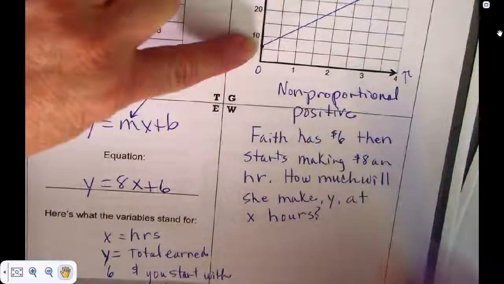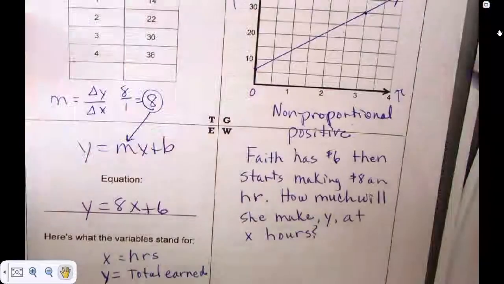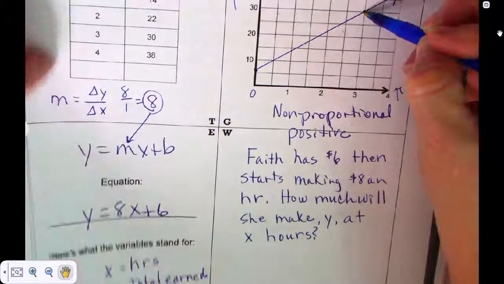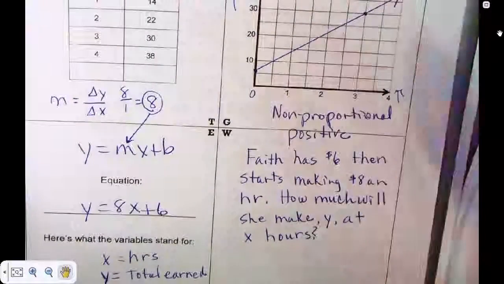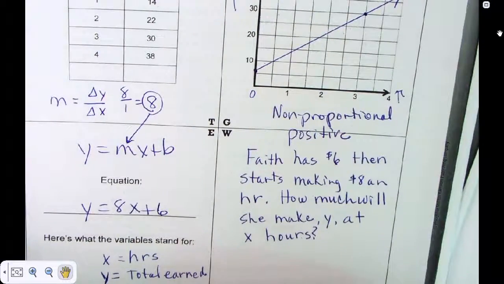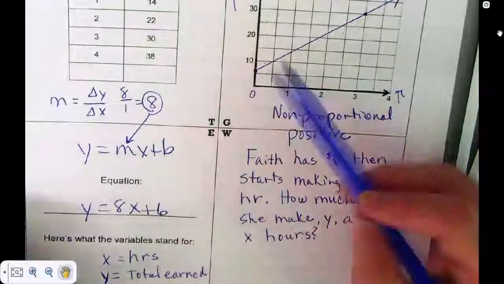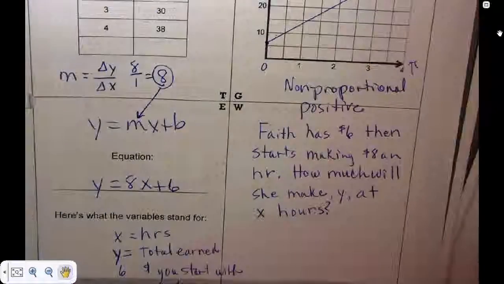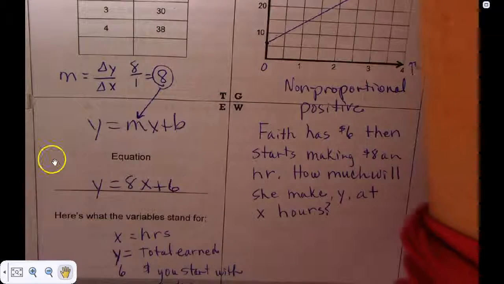0 is 6. And then we did 3, 30. 3 is 30. And then you graph it. And so you know it's non-proportional and it's positive. Very good. Put this in practice.